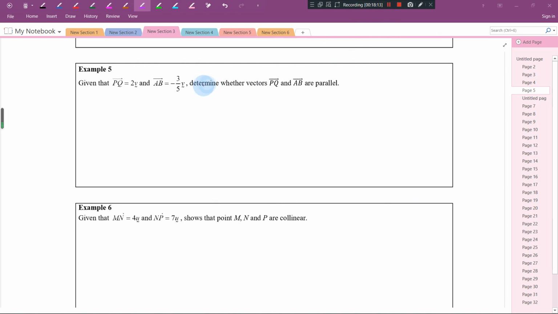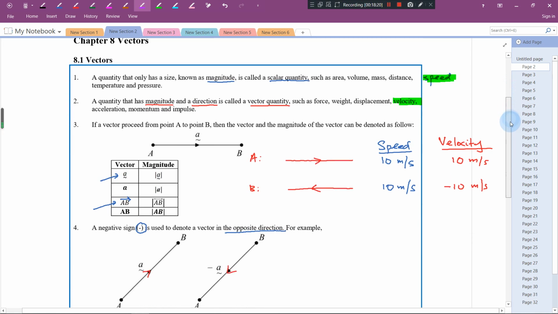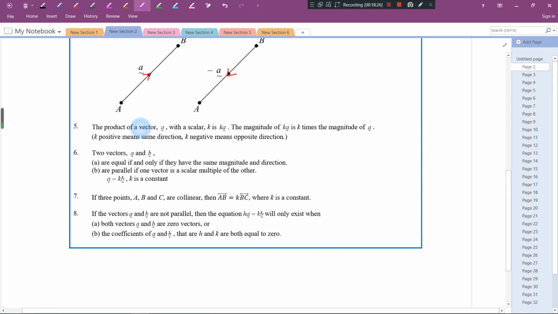Let's try these 2 examples. Before this, let me go back to show you some notes so that it's easier for you to understand what I'm doing. The product of a vector A with a scalar K, we mean KA. So this vector is a product of K and A, right? It means that the magnitude of this vector is K times the magnitude of the vector. So K positive means same direction, as I told you just now. K negative means opposite direction.